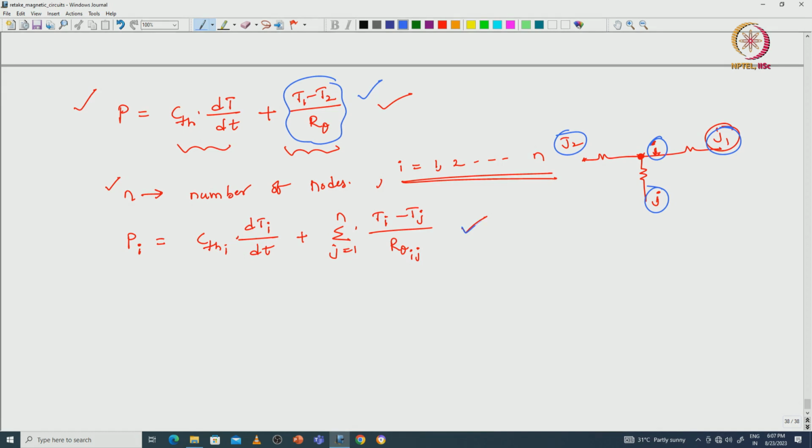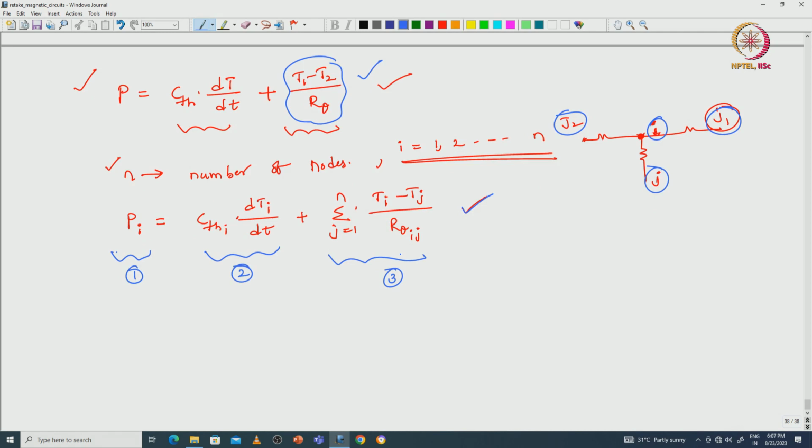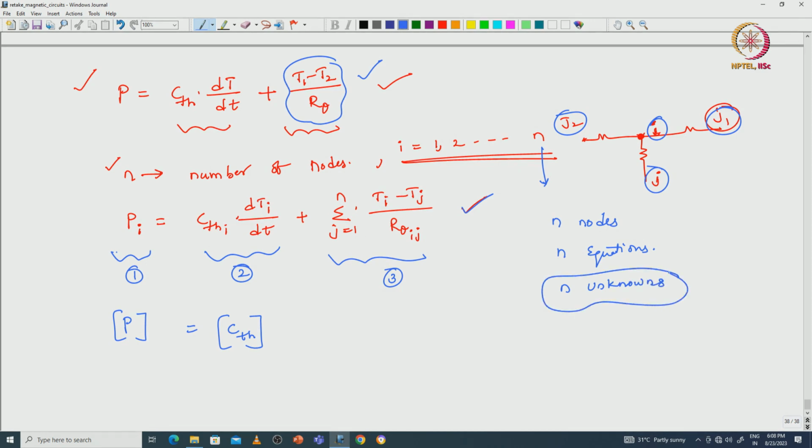With respect to the different nodes, if you want to represent the thermal resistance term with respect to the power loss, we can use this term, term 3. This is term 2 with respect to the capacitance, and the first term is with respect to the power losses. If we represent it in matrix form, to solve the n number of equations, because n nodes means we get n number of equations, and n unknowns we have to calculate. The n unknowns are the temperatures at the n nodes, which we calculate by analyzing this equation.